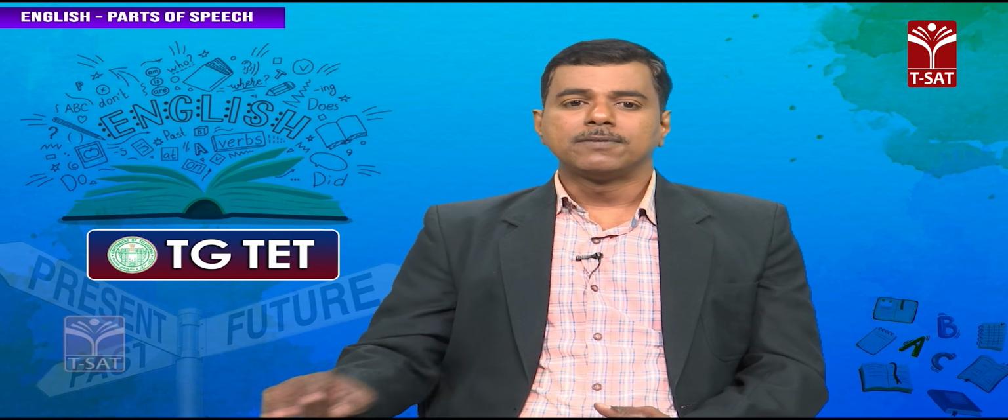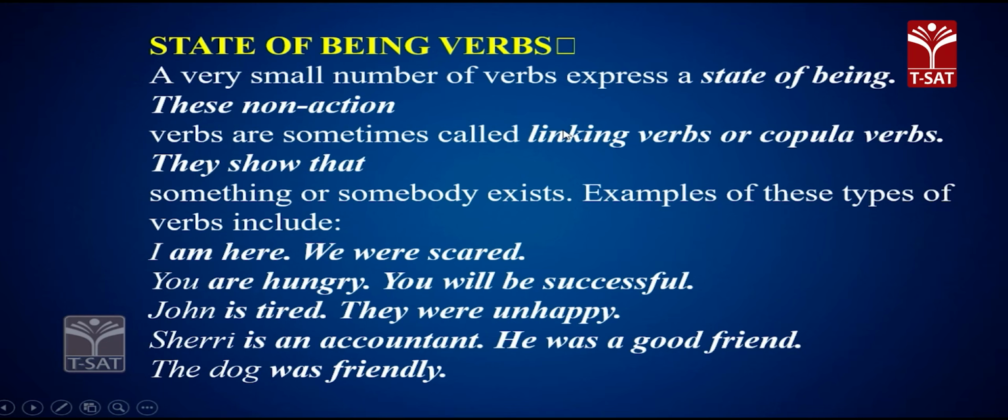Okay, state of being verbs. A small number of verbs express a state of being. This is called non-action verbs. These verbs are called non-action verbs, sometimes called linking verbs or copula verbs. They show that something or somebody exists.